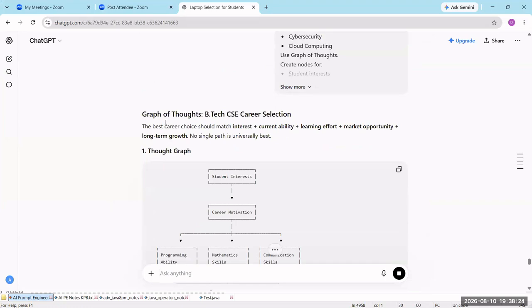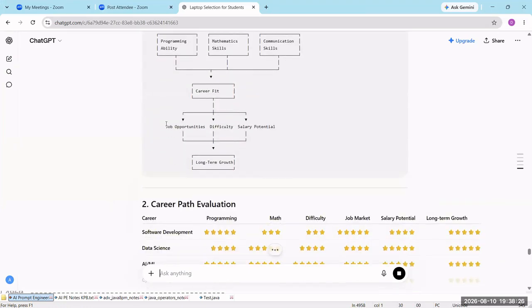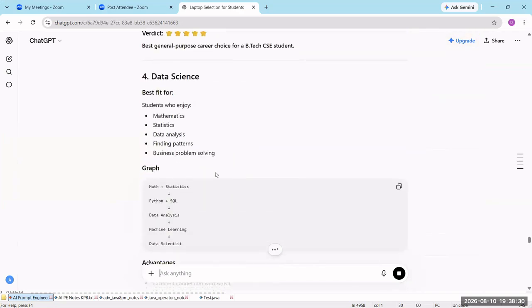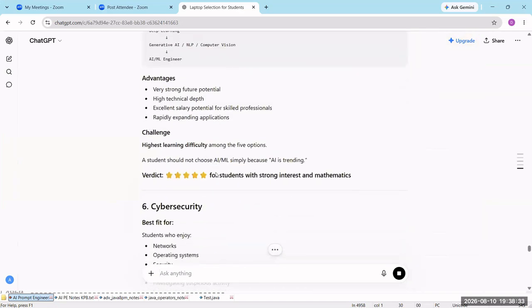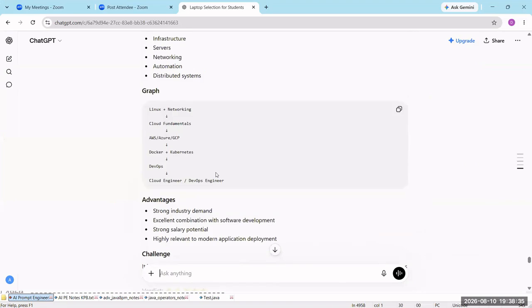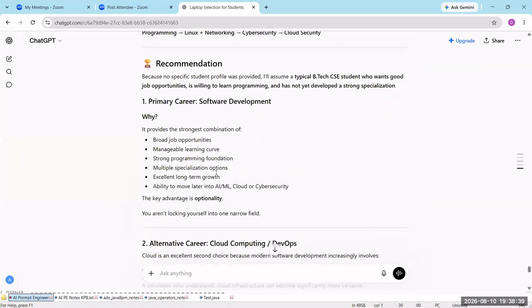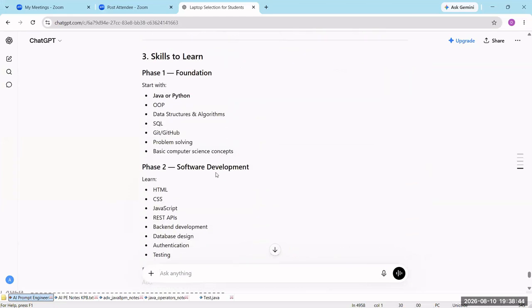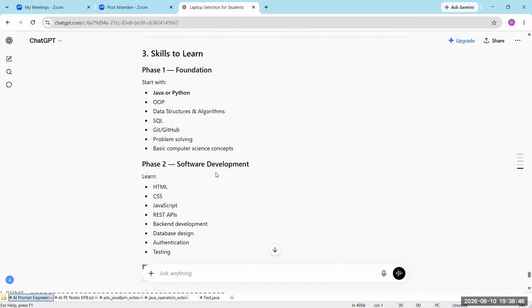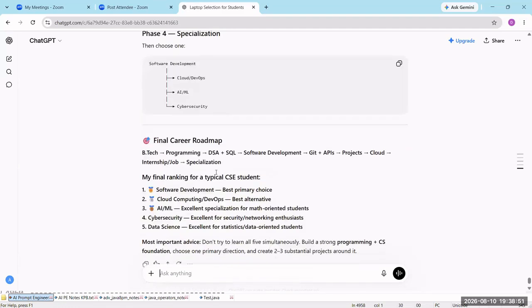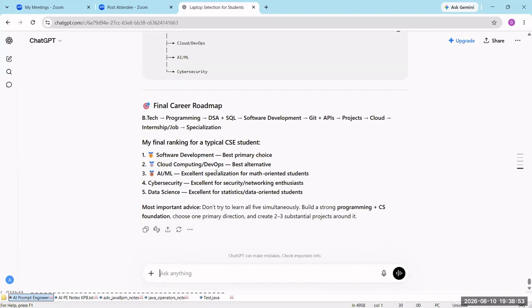Yes, the thought graph, how it will be. Career path evaluation, analyzing each path. Combining the strongest evidence, recommendation: primary career, alternative career, skills to learn, phase 1 foundation, phase 2 software development, industry skills, specialization, like that. Clear?